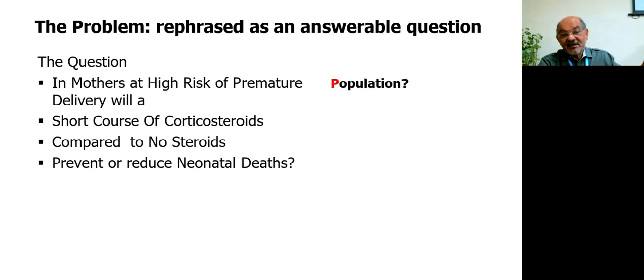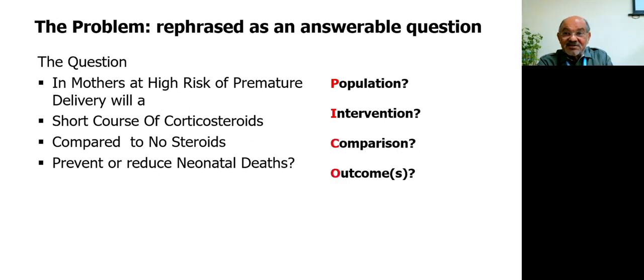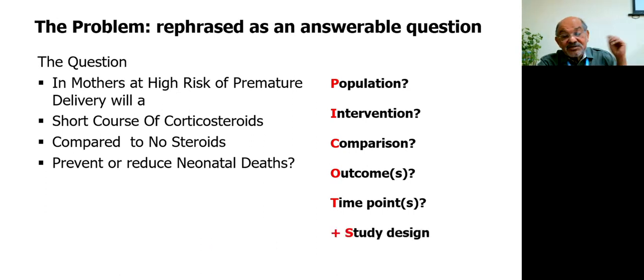Okay, so what I've done here is I've defined the population, the intervention, the comparison, and the outcome or outcomes that I'm interested in, and I can also define the time point. When do I want to measure these outcomes? Here it's the neonatal period, right? In addition to that, I have to also say what study design will best answer this question. So this is the focused clinical question, PICOTS: population, intervention, comparison, outcome, time point, and study design, right?